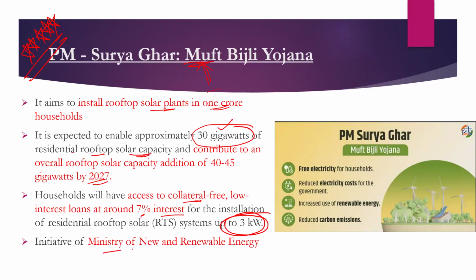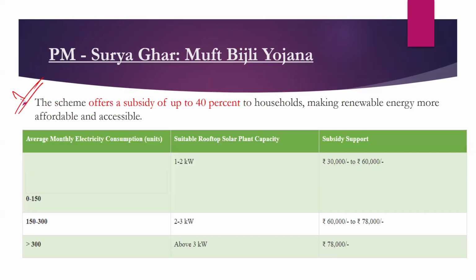It is an initiative of the Ministry of New and Renewable Energy. These are the four major objectives planned: free electricity, reduced electricity cost, increased use of renewable energy, and reduced carbon emission. Now, what you should know here is that the scheme offers a subsidy of up to 40%, depending on the capacity of the rooftop solar plant you are setting up. According to it, you will get subsidy support. If it is less than 2 kilowatt, you will get 30,000 to 60,000 as your subsidy support.